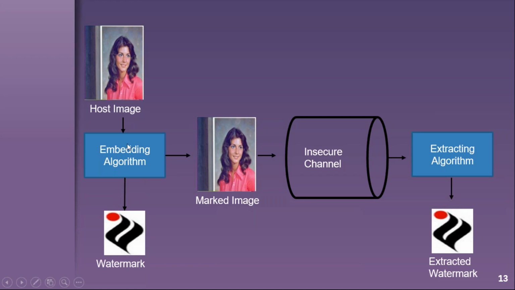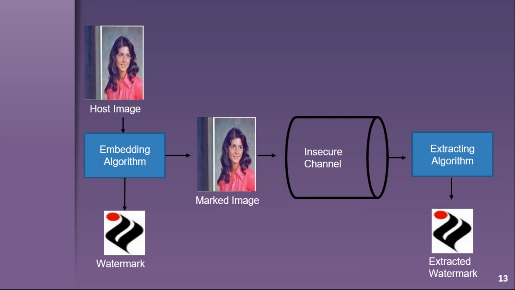The watermark and the host image are both provided as input to the embedding algorithm, and we get a marked image. This image, which I have labeled as marked image, also consists of the watermark. The watermark is hidden in this marked image in such a way that just by looking at the image with the naked eye, it should not be visible whether the watermark has been hidden inside it. Then the marked image is stored on the internet or transferred through any insecure channel.